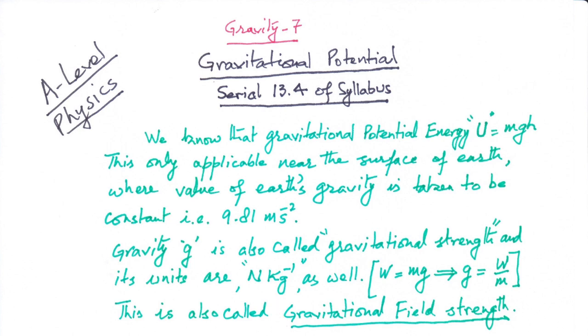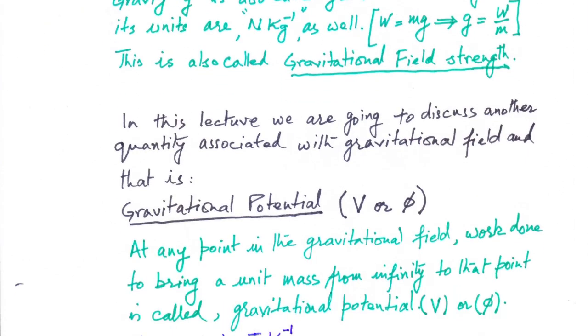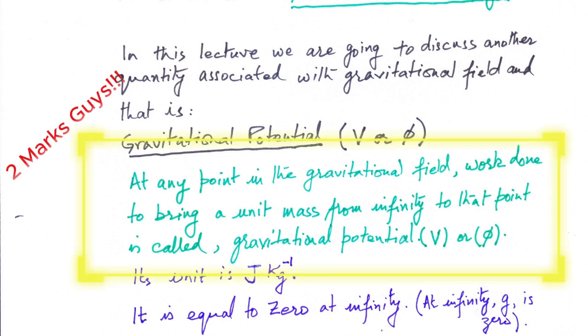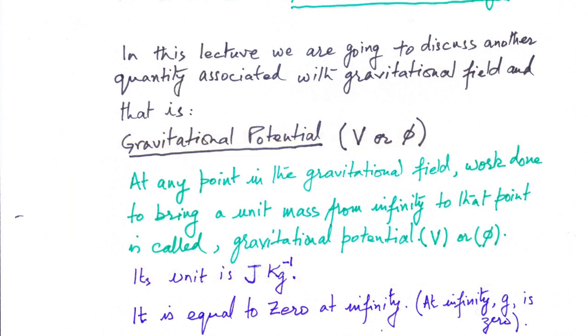Coming on to gravitational potential, the symbol for gravitational potential is capital V or phi. Its definition is that at any point in the gravitational field, the work done to bring a unit mass from infinity to that point is called the gravitational potential of that body. And its units are joule per kg. The gravitational potential is assumed to be zero at infinity.